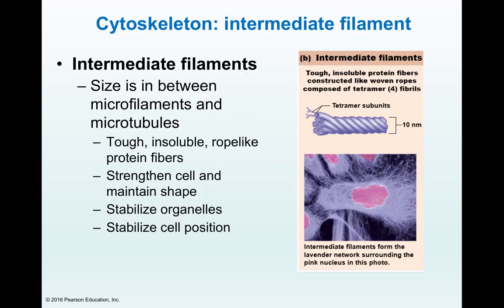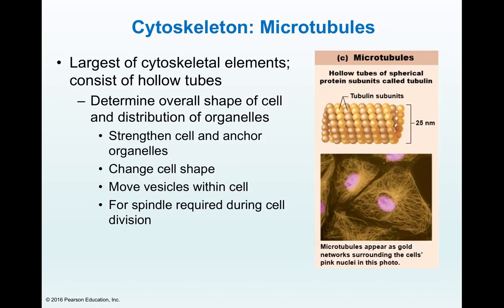Intermediate filament, as I mentioned, is the second thickest, or second thinnest, depending on how you look at it. Throughout the structure, it looks like ropes, and the job that it carries is to provide some level of stability for your cell. It is relatively tough, it helps maintain the shape of the cell, it stabilizes the location of the organelles, and the position of the cell within the organism, or within the tissue.